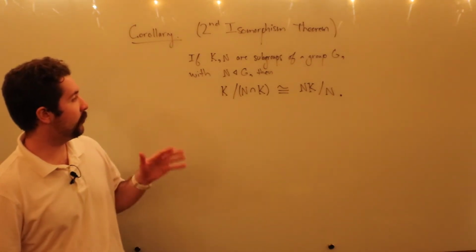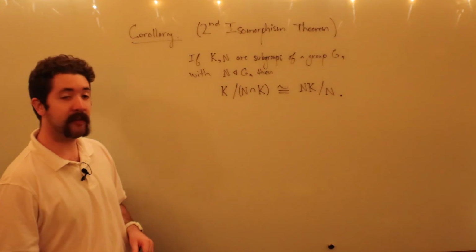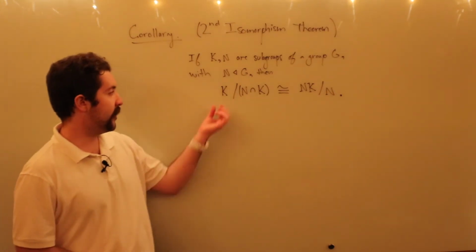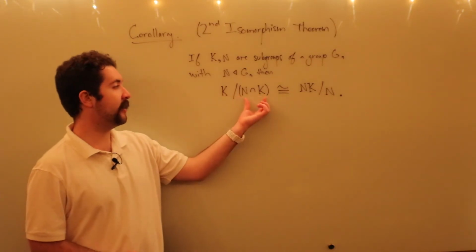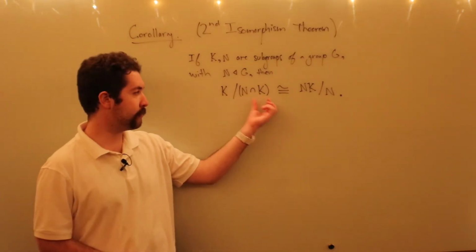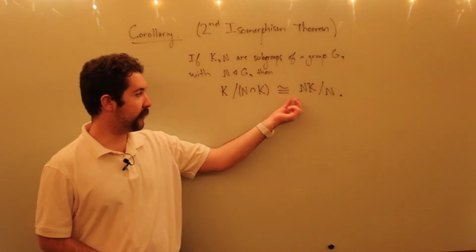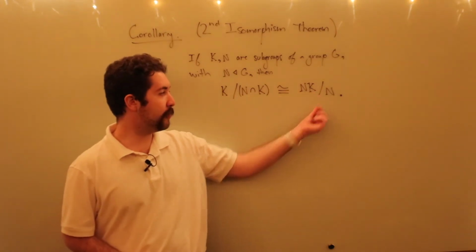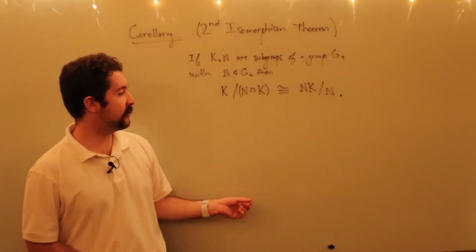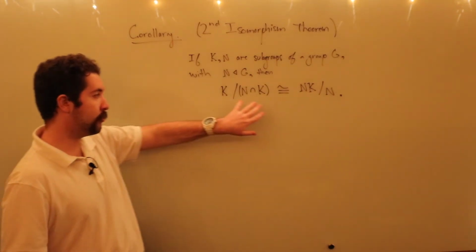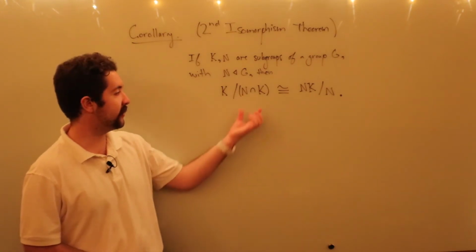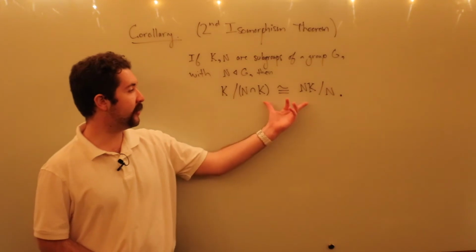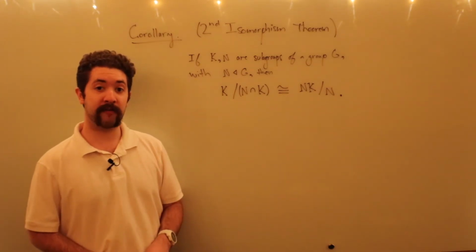So it says the following: if K and N are both subgroups of group G, with N being normal in G, then K quotiented by the intersection of N and K is isomorphic to NK, the join of N and K, quotiented by N. And we showed last time that these two quotients are well defined in the sense that this is normal in this, and this is normal in this. So now we are showing that these two things are isomorphic.